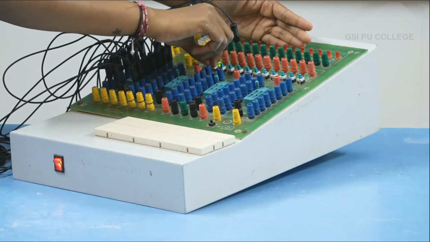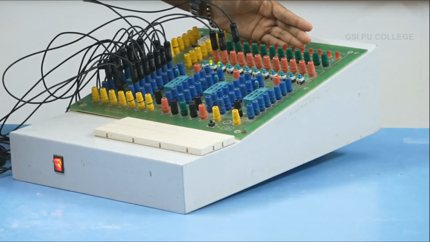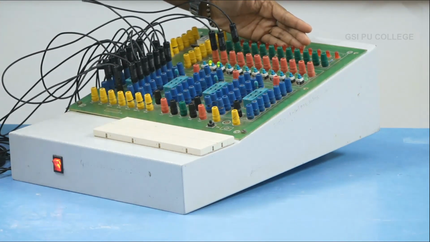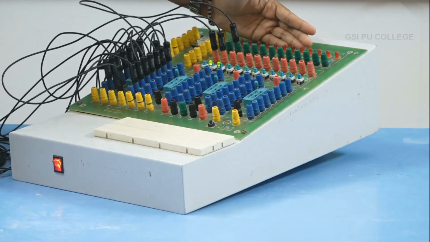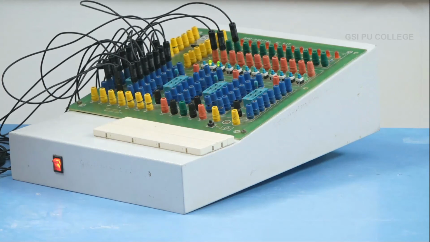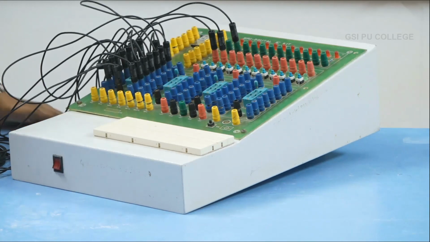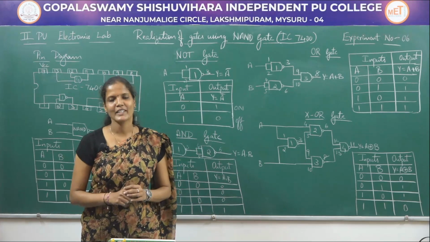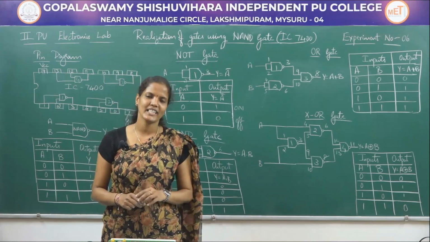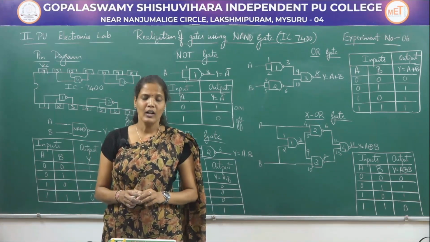And for the last combination, when both A and B are equal to 1, LED is turned off, indicating the output is equal to 0. So we have successfully constructed an XOR gate using NAND only. Now let us turn off this trainer kit and remove the connections. The experiment was conducted with the help of a trainer kit using a single IC 7400.